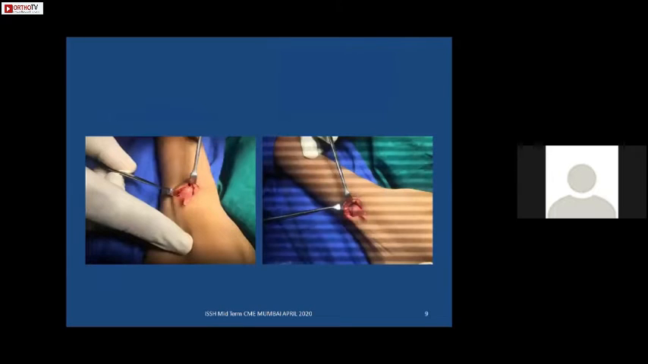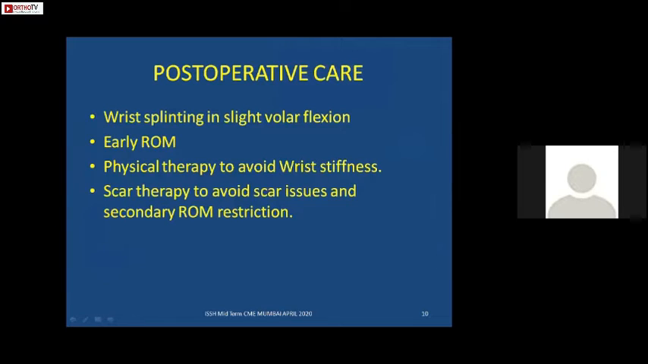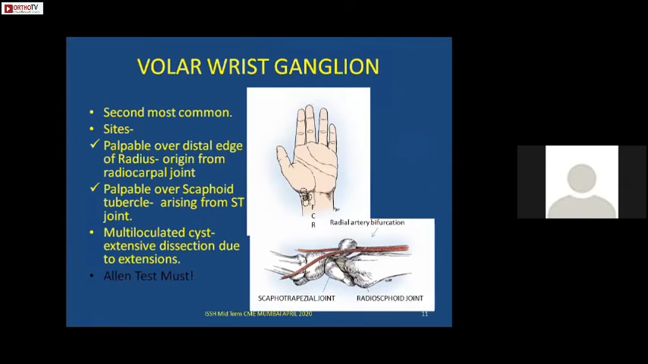Here is an illustrative case here, the dorsal wrist ganglion. It's multiloculated, coming out from the extensor compartment. And here it is a stalk which is going into the scapholunate joint. As far as post-operative care goes, wrist splinting in slight volar flexion, early range of motion, and physical therapy as necessary to avoid wrist stiffness. Early range of motion in hand and fingers is very crucial. Scar therapy to prevent any scar issues.